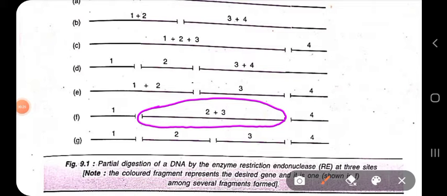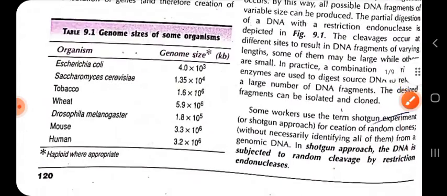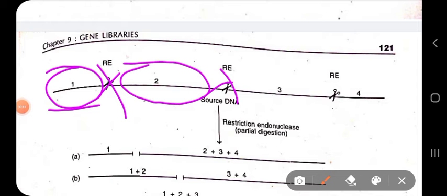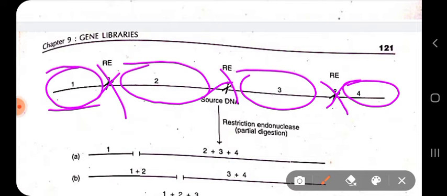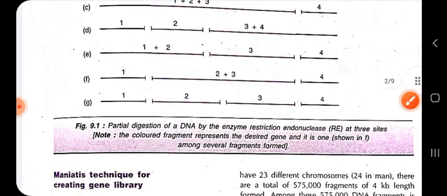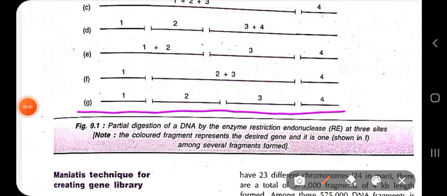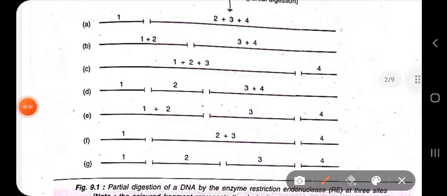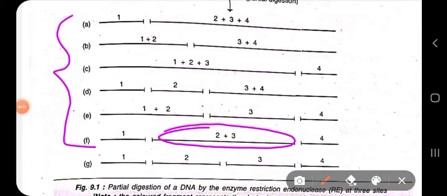Now in the G figure, complete digestion has been done. That's why four fragments are being observed. Here we can see this is one fragment, this is the next fragment, this is the next fragment, and this is the next fragment. So in the G figure, complete digestion has been shown, but in the other figures, partial digestion has been shown so that we can get our desirable DNA fragment.